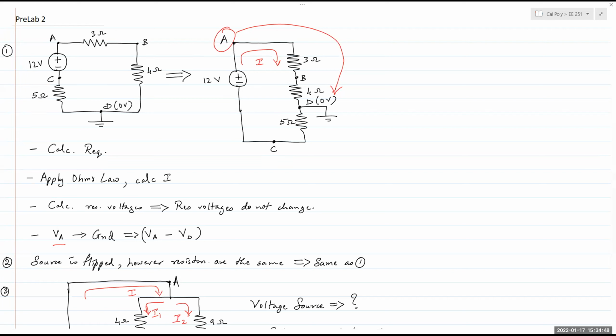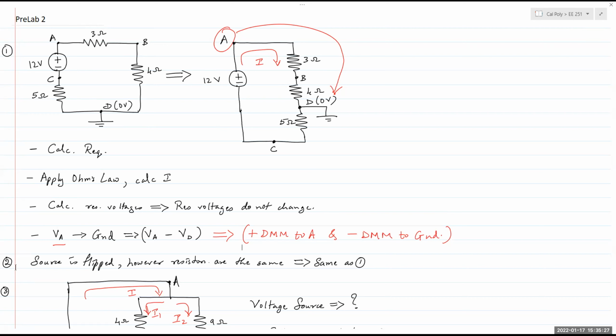Think of it this way. If you were performing this experiment in a lab and you were asked to measure VA, what you're doing is you're connecting the positive lead of your multimeter to A and the negative lead of the DMM, or the digital multimeter, to ground. And that is how you're going to run your measurement. So think of it that way. VB is exactly the same way, and then VC would also be exactly the same way.